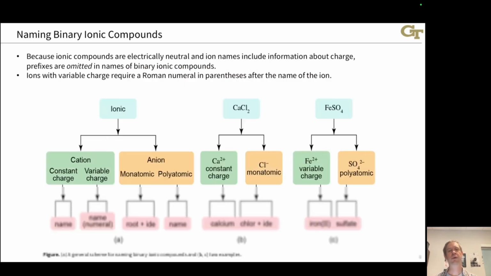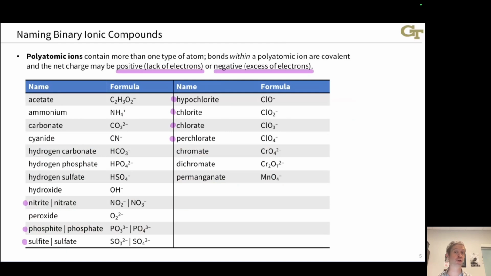And so generally we'll have a monatomic cation together with an anion that's either monatomic or polyatomic. And to name binary ionic compounds, we put the name of the cation together with the name of the anion, essentially. And this slide shows the idea in general. For an ionic compound, we first want to split it up into the cation and anion using what we know about the charges of the ions.